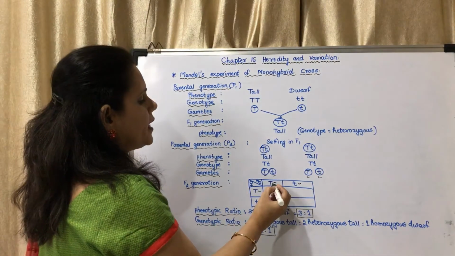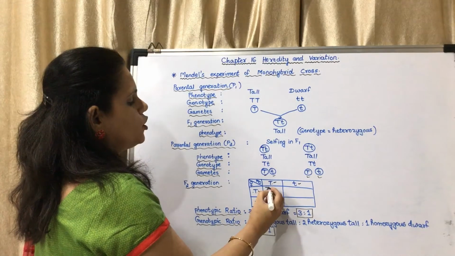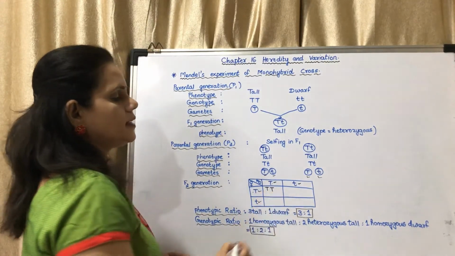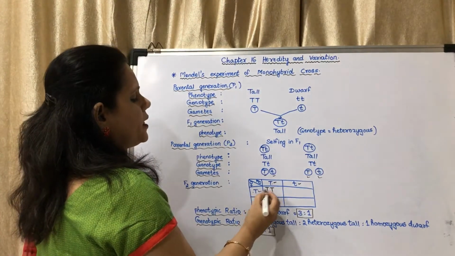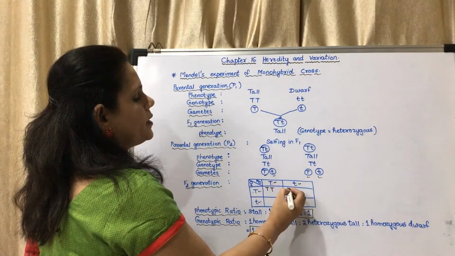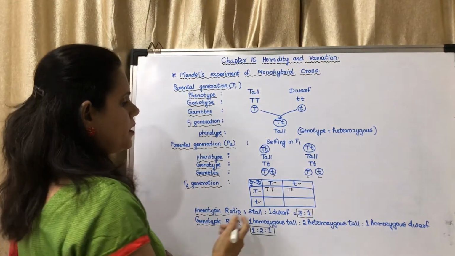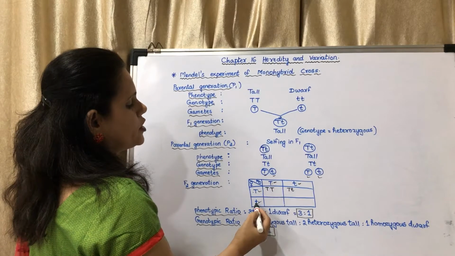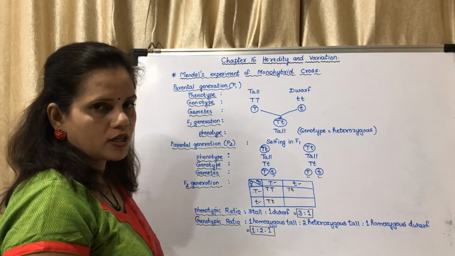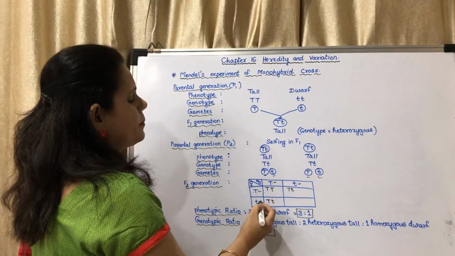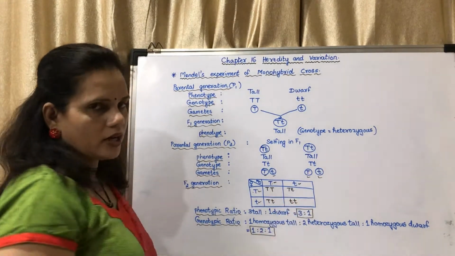If this male gamete fuses with this female gamete, then you will get the next generation as capital T, capital T. If this female gamete and this male gamete fuse, then you will get capital T, small t. If this male gamete fuses with this female gamete, you will get capital T, small t. And if this gamete and this gamete fuse, you will get small t, small t.